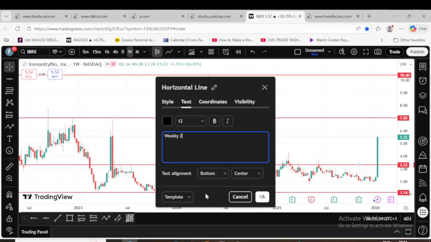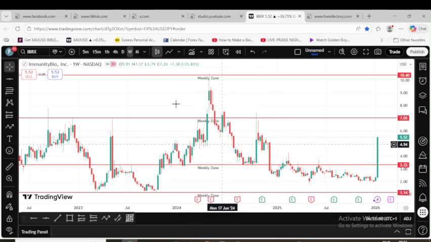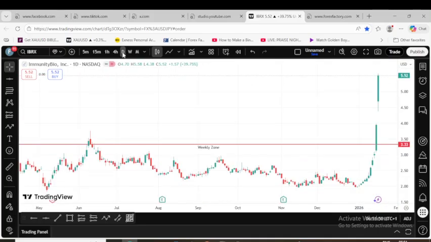Another weekly zone. When it comes to drawing zones, it's all about practice. The more you practice drawing zones, the easier it will be for you to spot them, and the more zones you'll be able to spot in less time. Okay, so let's go down to the daily time frame, and we'll do the exact same thing.